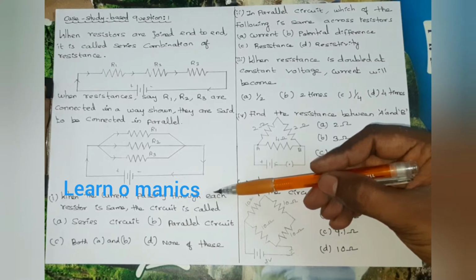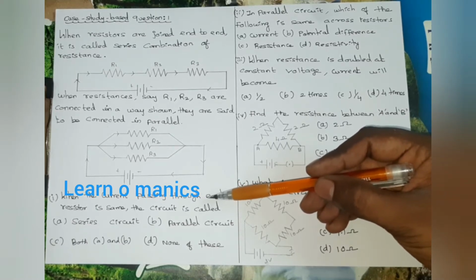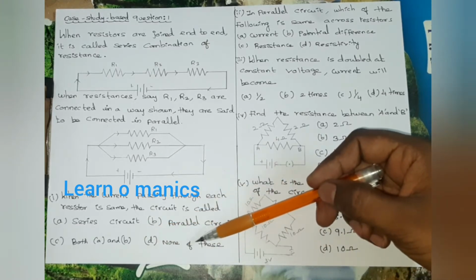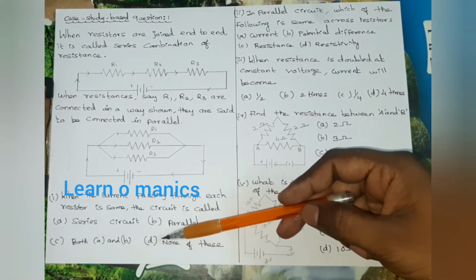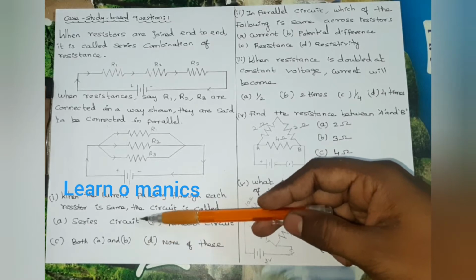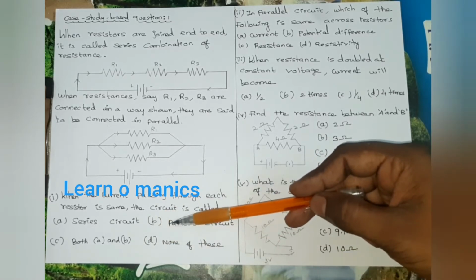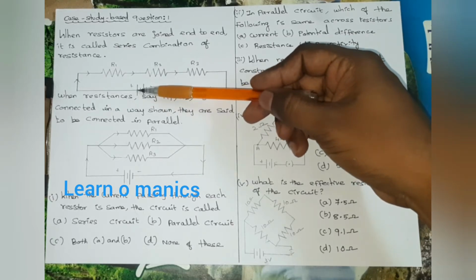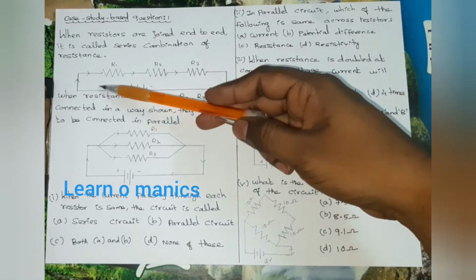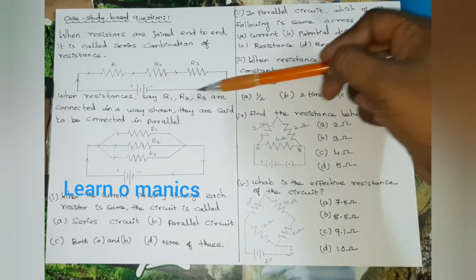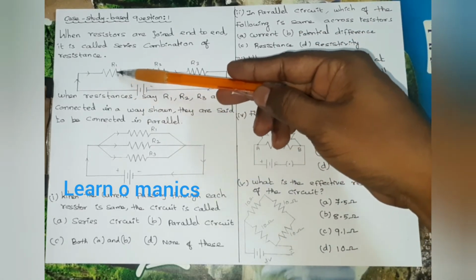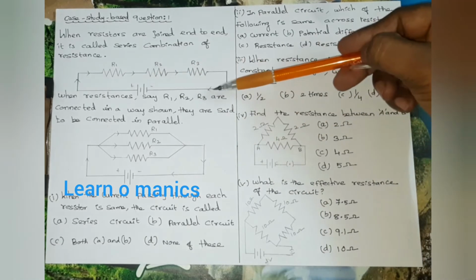When the current passing through each resistor is the same, then the circuit is called, first one, series circuit, or parallel, or both A and B, and none of this. Obviously the C and D options will not be the real answers. So we need to choose from A or else from B. When we look at the circuit, when we go to the series circuit, here the charges will have only one path to flow across the circuit, and that means the amount of current that is passing through resistor 1, resistor 2 and resistor 3 will be the same.